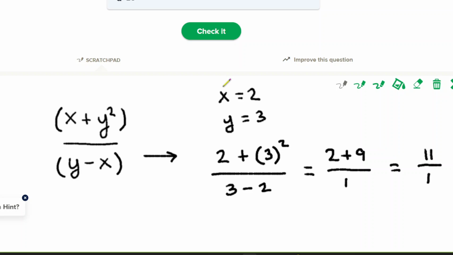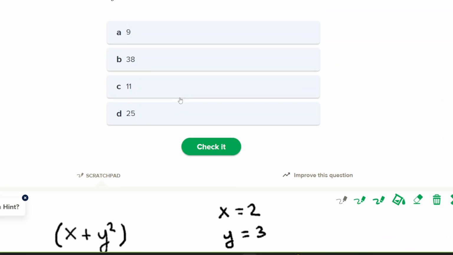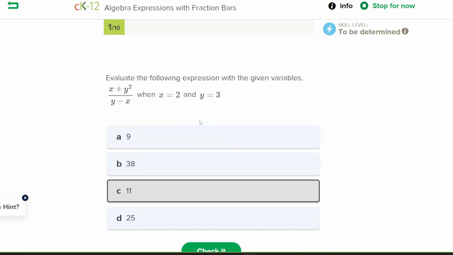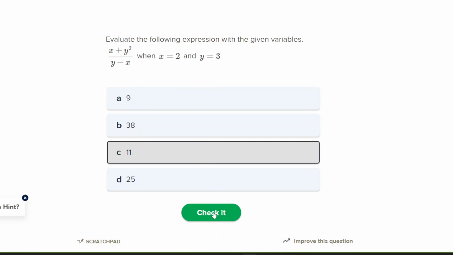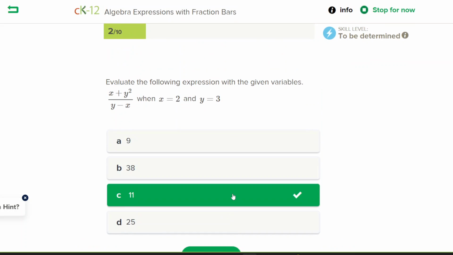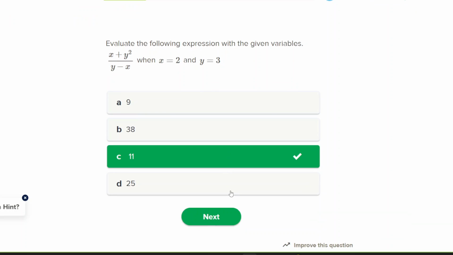And so that's the denominator still. And then any number divided by 1 is itself. So 11 divided by 1 is 11. So this expression they gave us, when x was 2 and y was 3, has a value of 11, which was choice C here. And let's check it out. Excellent. All right, let's keep going.